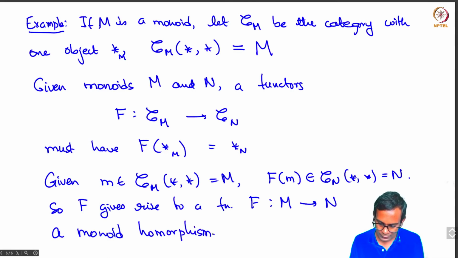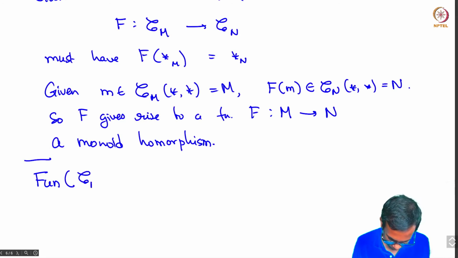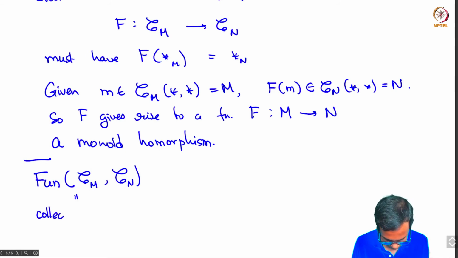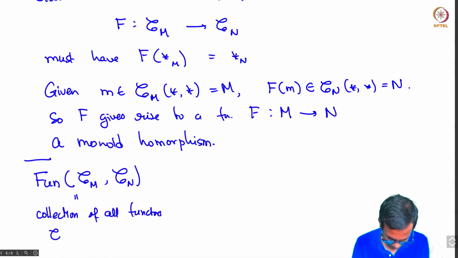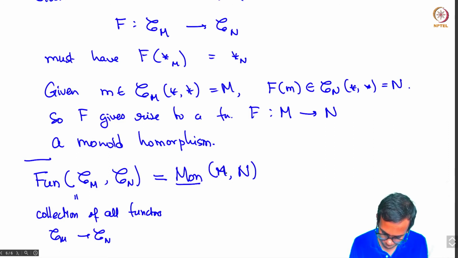Okay, so the functors from Cm to Cn are just the monoid homomorphisms from M to N. Let me write that schematically. The collection of all functors from Cm to Cn is equal to Mon(M, N), where Mon is the arrows in the category of monoids.